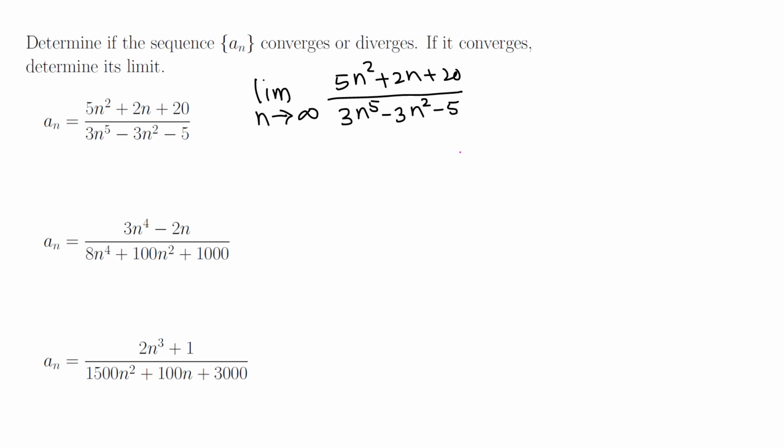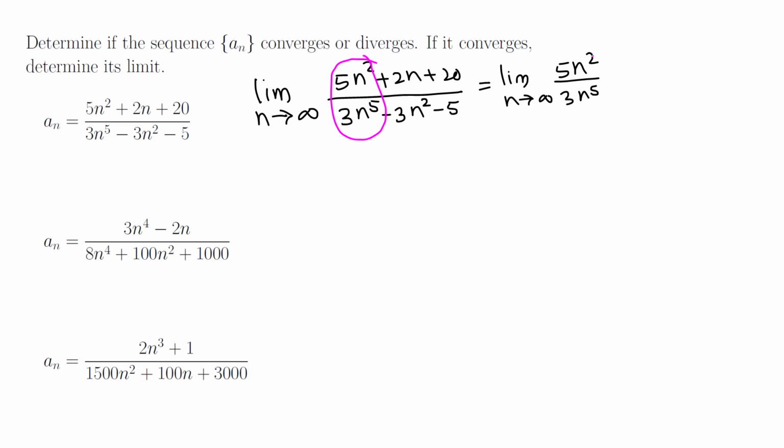And from Calculus 1, we know that this limit depends on just the limit of leading terms because n is approaching infinity. So the leading term is n squared. So this is the leading term here. Okay, so this limit is the same as the limit as n goes to infinity of 5n squared over 3n to the fifth.